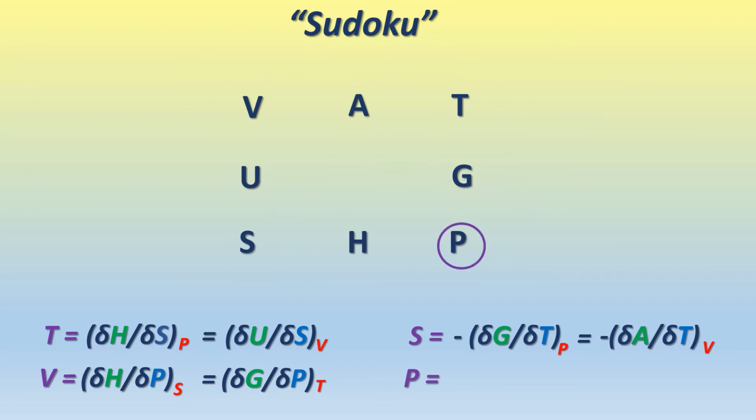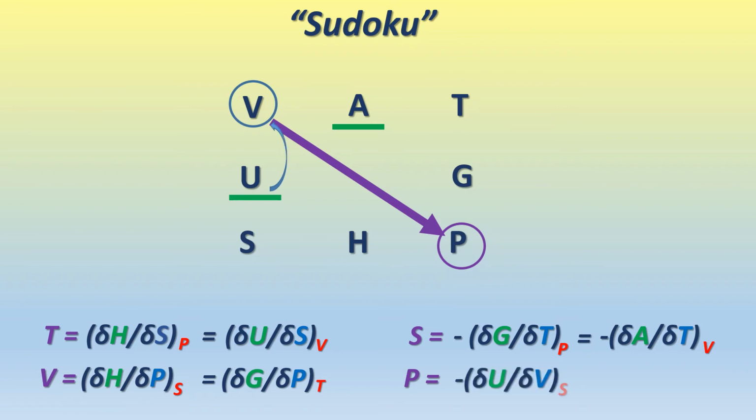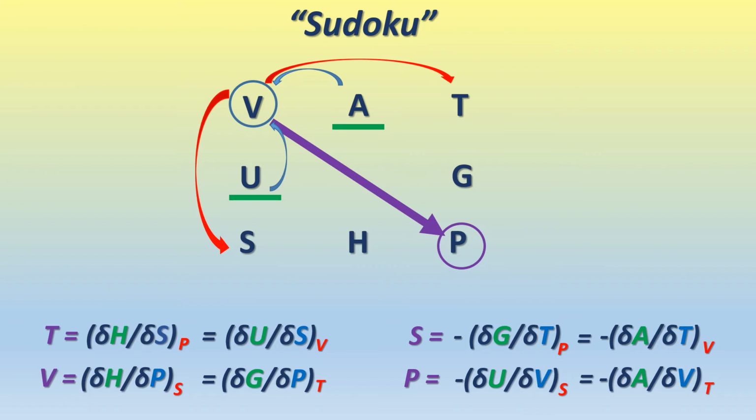P is diagonally across from V, which is a natural variable of the internal energy and the Helmholtz energy. Since I'm going down, I get a negative sign. So the partial of U with respect to V at a constant S is negative P, or the partial of A with respect to V at a constant T would also be negative P.